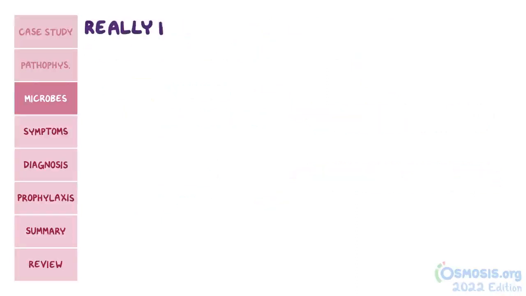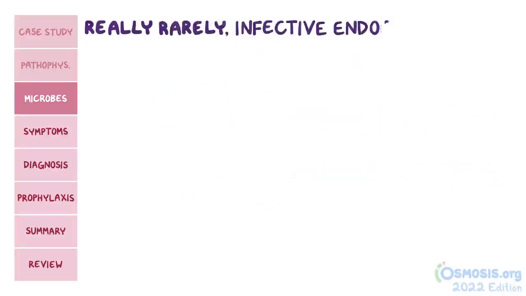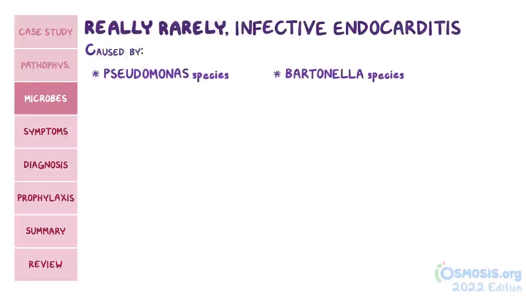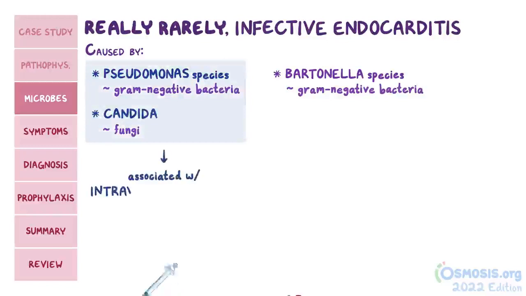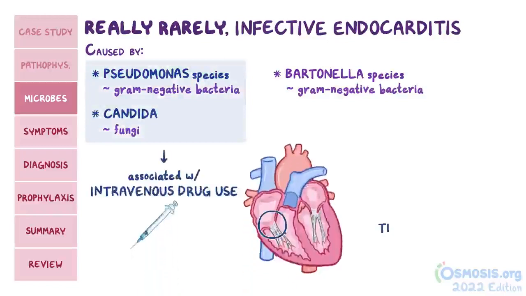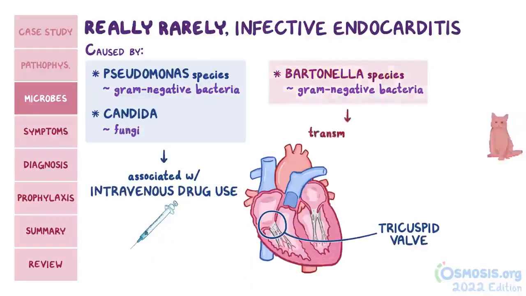Finally, in really rare occasions, infective endocarditis can be caused by Pseudomonas species, or Bartonella species, both of which are gram-negative bacteria, or by fungi like Candida. Pseudomonas and Candida endocarditis are usually associated with intravenous drug use, in which case the tricuspid valve is most commonly involved, while Bartonella can be transmitted by cats.